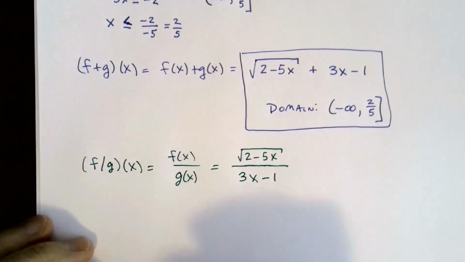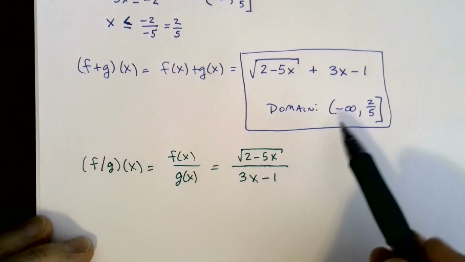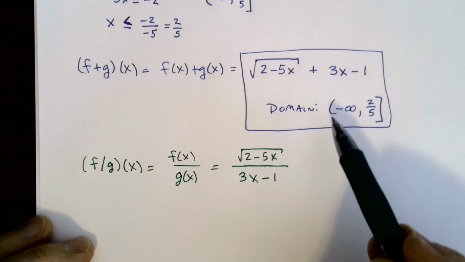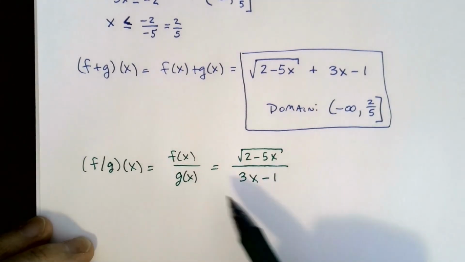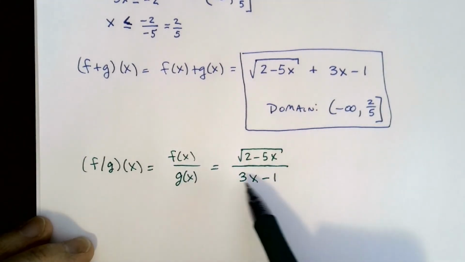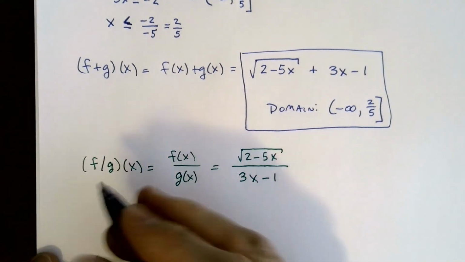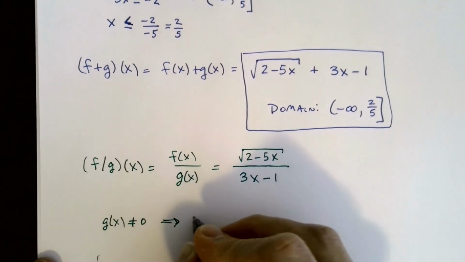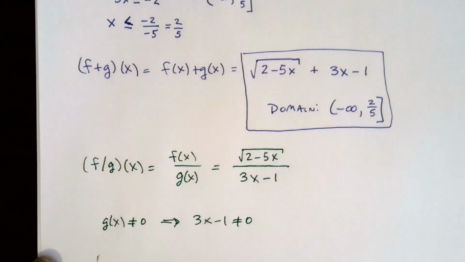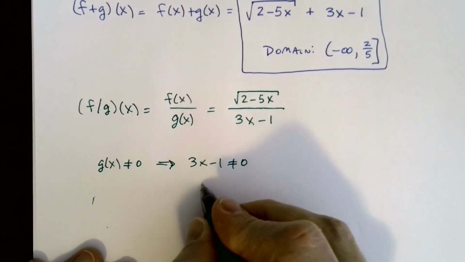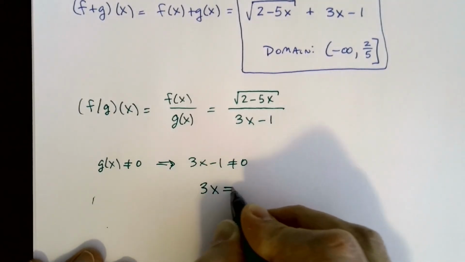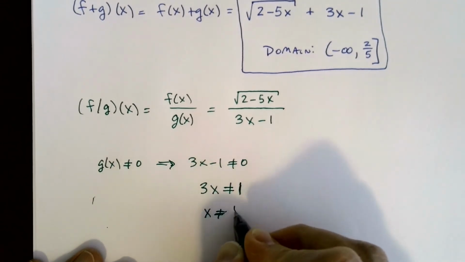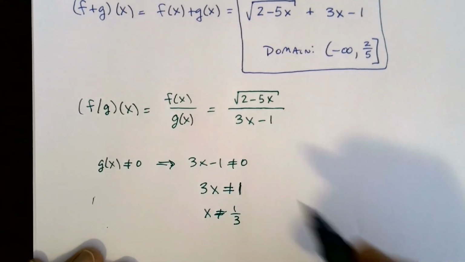Now, let's talk about the domain. The common domain of f and g, indeed, is this again. So we start there. Are there any other restrictions? Remember, when we're dividing, we have some potential restrictions, right? We can't divide by 0, right? So I know that g of x cannot be 0, and therefore 3x minus 1 cannot be 0. Well, what value of x will make that be 0? If I add 1 and divide by 3, I see x cannot be equal to 1/3. Right, if x is 1/3, we've got a problem.